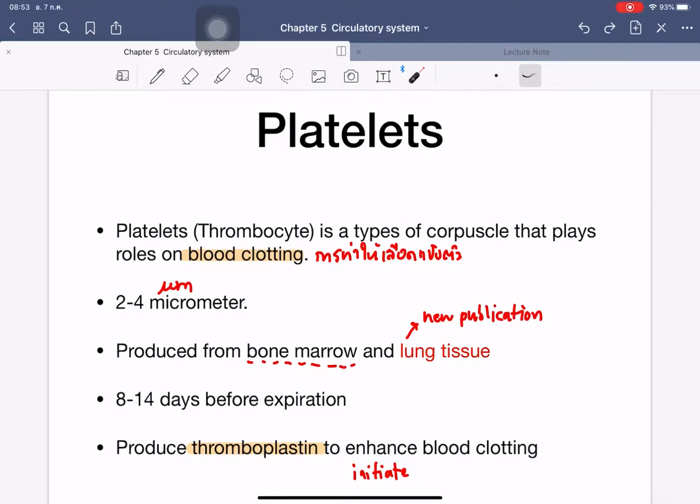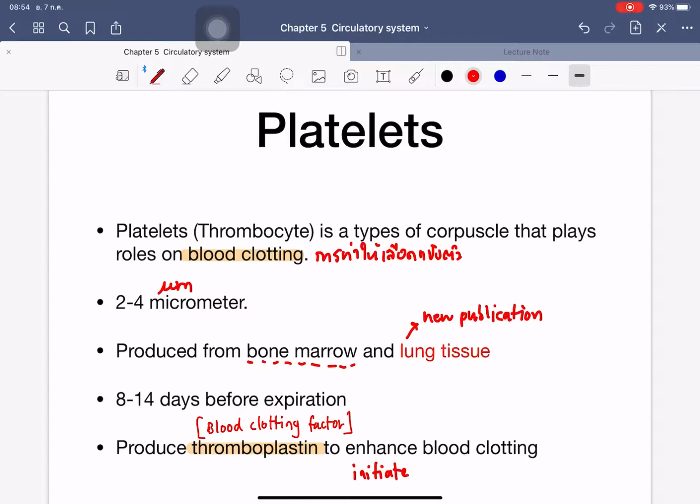Platelets produce a kind of protein we call thromboplastin. In newer texts, sometimes I cannot see the word thromboplastin, it's already cut out. Sometimes they use the term blood clotting factors. The newer texts use this term and have cut out the word thromboplastin. But in our talk I also mention this word because it shows up in some examination questions, so you may need to know this one.